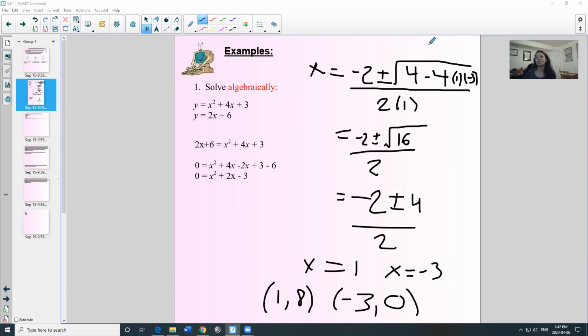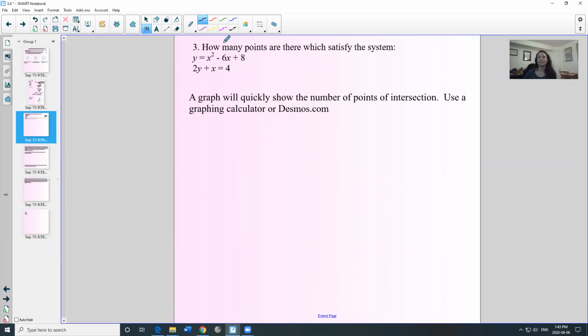And we can use our discriminant to figure out if there's going to be 1 point of intersection, 2 points, or no points. Okay. This next example was basically the same idea, using the discriminant to find out. We'll just do the algebraic part and then you can use Desmos. So something like this is pretty similar to the other one we had. It doesn't matter which equation you substitute into the other equation.